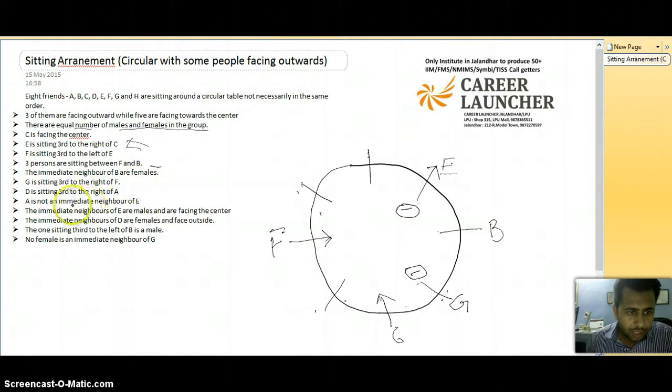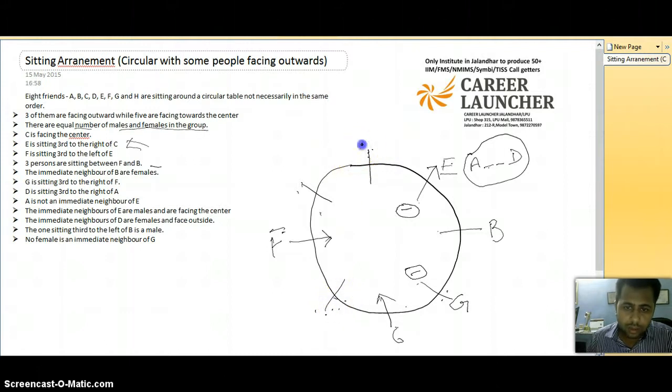Okay. The next is D is sitting third to the right of A. So 1, 2, A. 1, 2, 3. Right. So this should be the arrangement of A and D. I need to look where 4 places are vacant for A and D. So 1, 2, 3, 4. These could be the possibilities. A here, D here, or A here and D here.